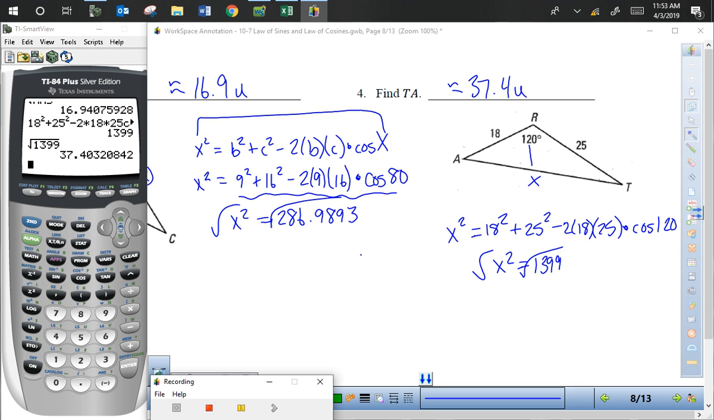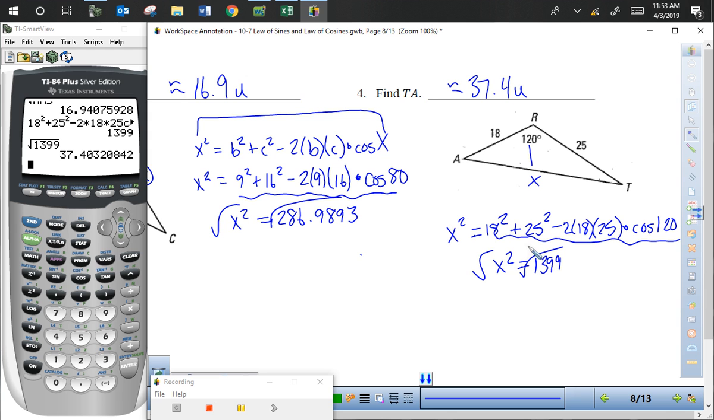For this one, x went by itself again, law of cosines, because we don't have enough angles. And then our angle that was with our pair goes over here with cosine 120. Type the whole thing in to get 1399 and take the square root. So that missing side is 37.4.